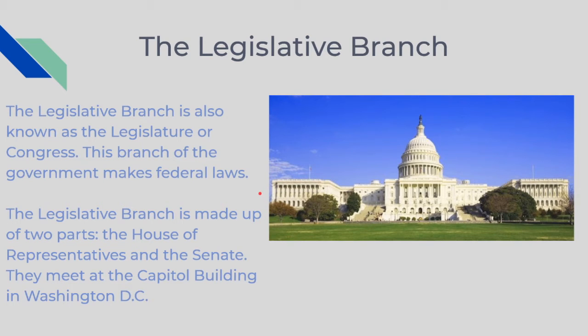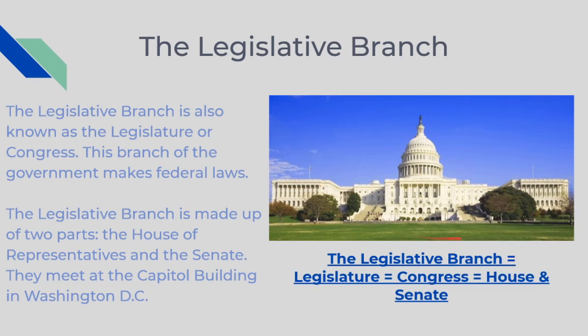The legislative branch is made up of two parts: the House of Representatives and the Senate. They meet at the Capitol building in Washington, D.C. So I pointed out this earlier. This is that Capitol building, which is where Congress meets.